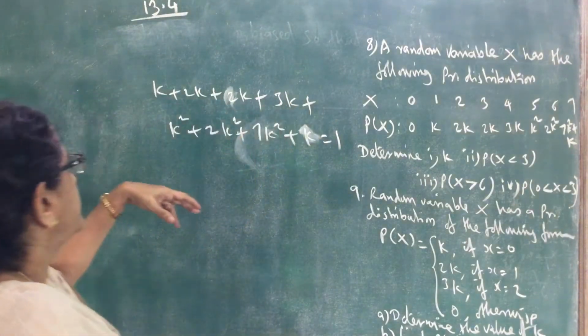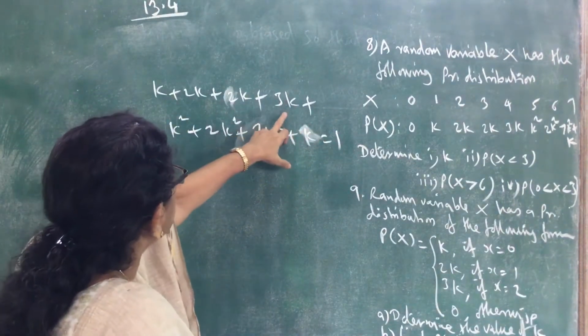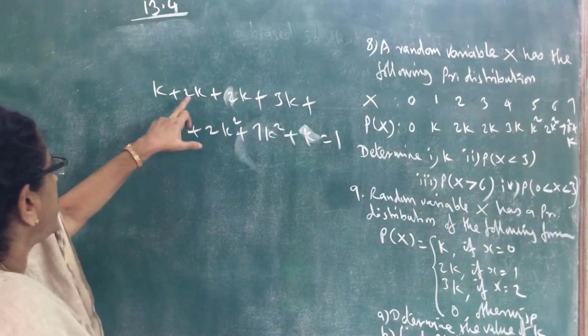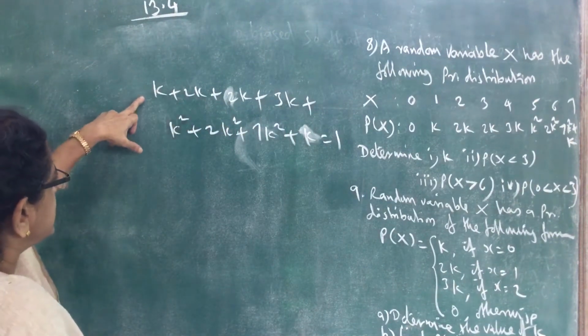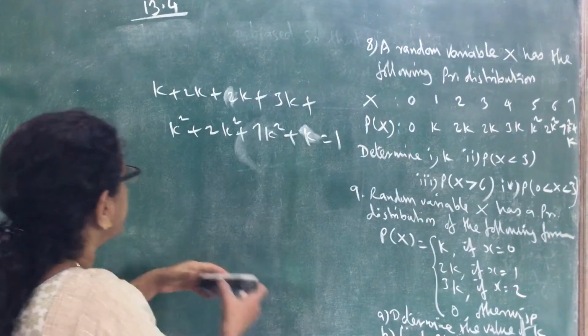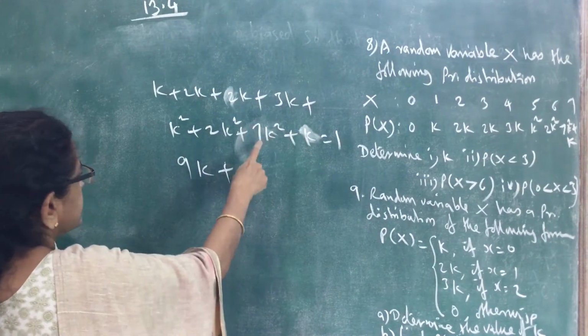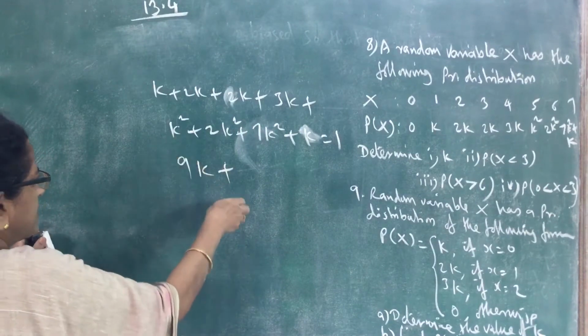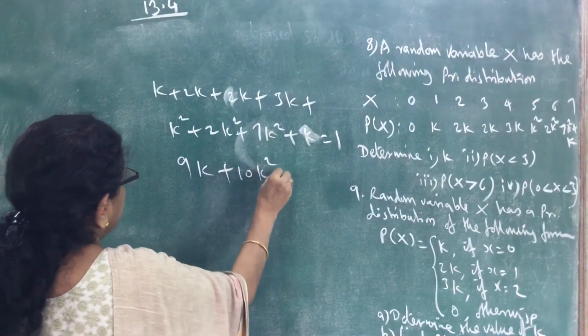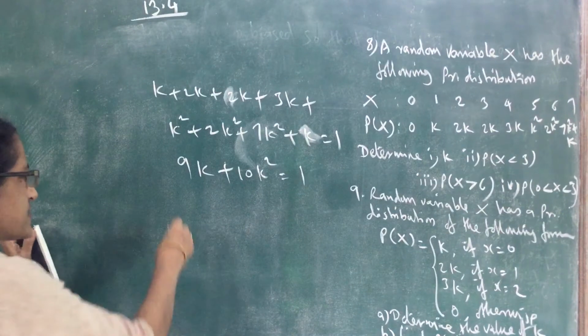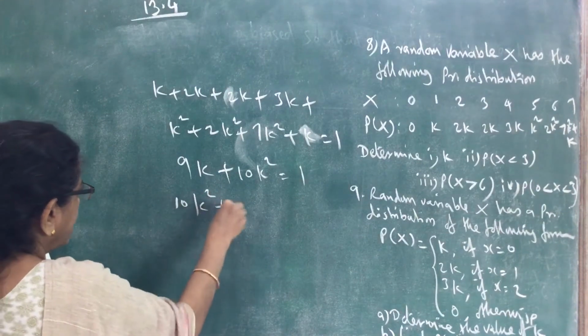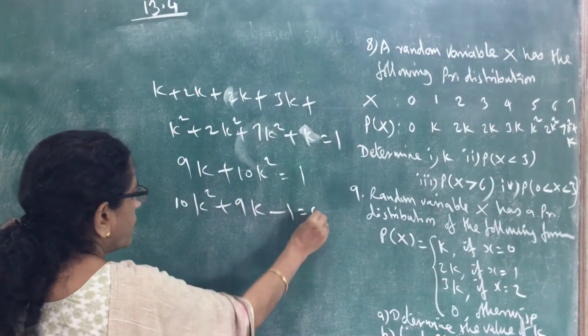Sum of these probabilities. So here 3 plus 2 is 5, 5 plus 2 is 7, 7 plus 1 is 8, 8 plus 1 is 9. So 9k plus k square, 7 plus 2 is 9, plus 1 is 10, so 10k square equal to 1. So 10k square plus 9k minus 1 equal to 0.